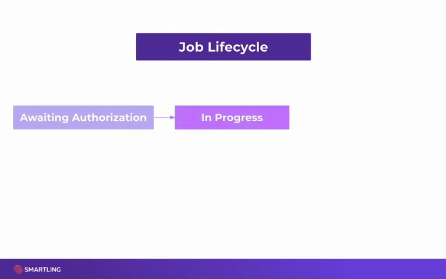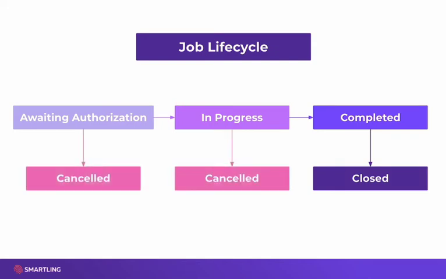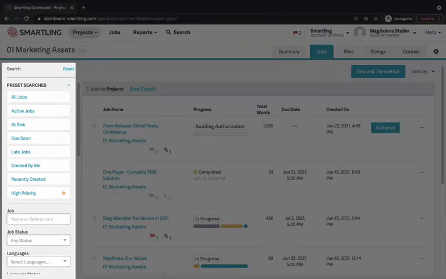Once a job has been fully translated and has gone through all the workflow steps, it is considered completed and can be closed. Of course, if a job is no longer needed, you can also decide to cancel it. In your Jobs tab, you can get an overview of all jobs across all of these statuses. To locate specific jobs, you can narrow down your search by using the filtering options on the left side.